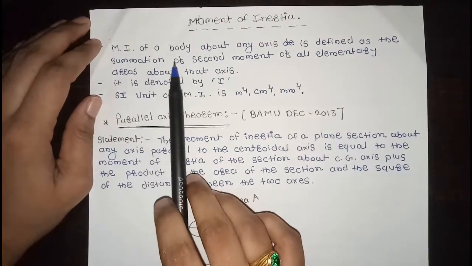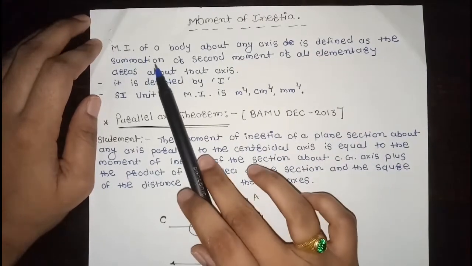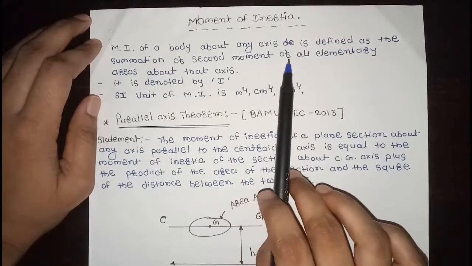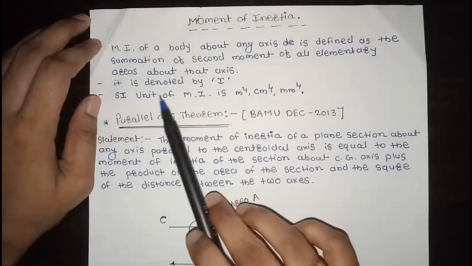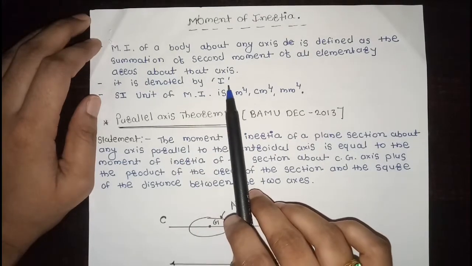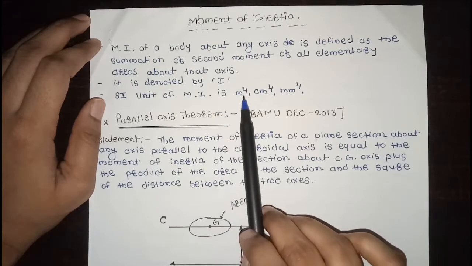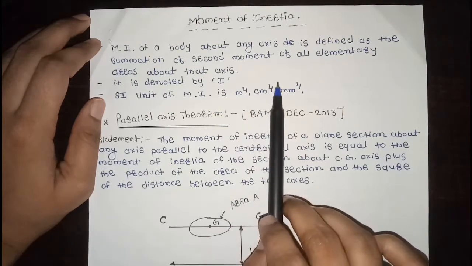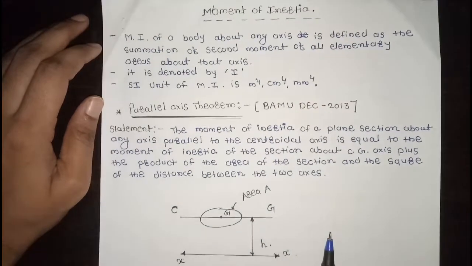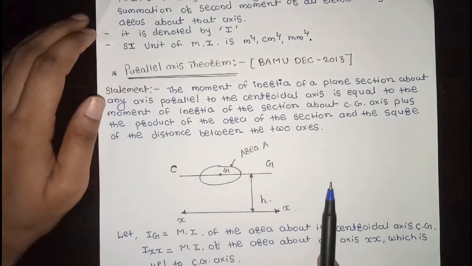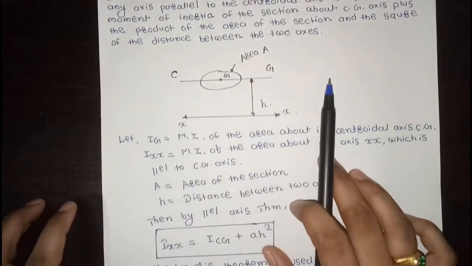Moment of inertia of a body about any axis is defined as the summation of second moment of all elementary areas about that axis. It is denoted by capital I. The SI unit of moment of inertia is meter raised to 4, centimeter raised to 4, mm raised to 4. It contains two types of theorems, parallel axis theorem and perpendicular axis theorem.